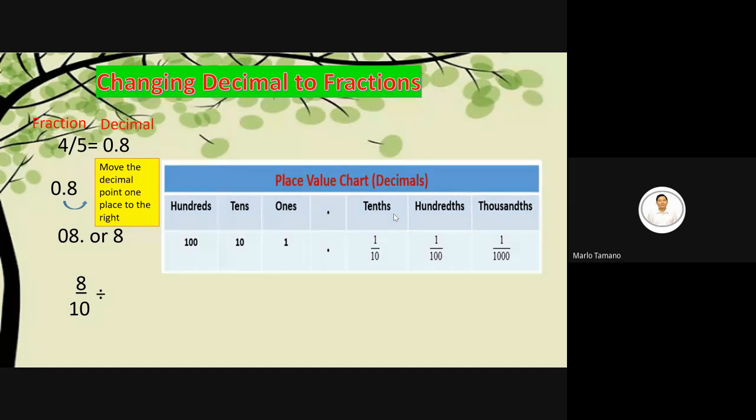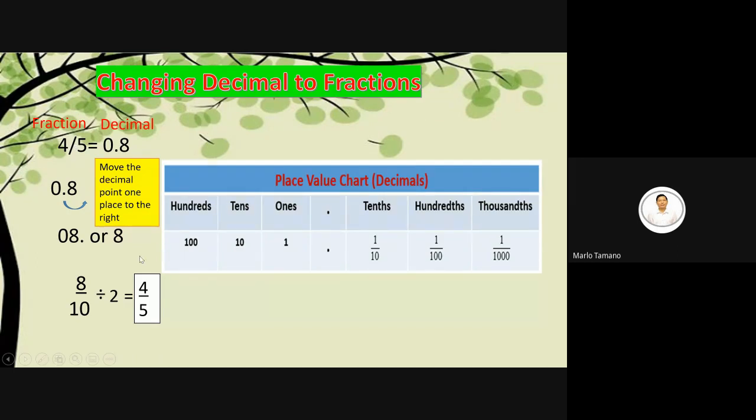So paliitin na lang ninyo, divided by the GCF of the numbers 8 and 10. The greatest common factor of 8 and 10 is 2. So divisible po yung 8 ng 2, likewise 10. So 8 divided by 2 is 4 and 10 divided by 2 is 5. So 4/5, nakabalik na tayo sa original na fraction. Okay? So ayan na po.